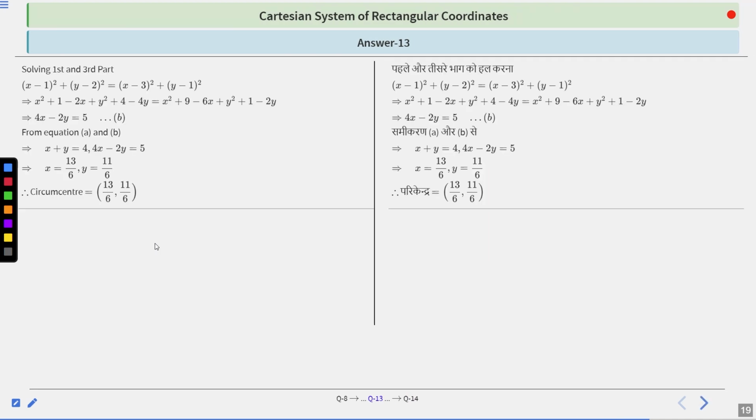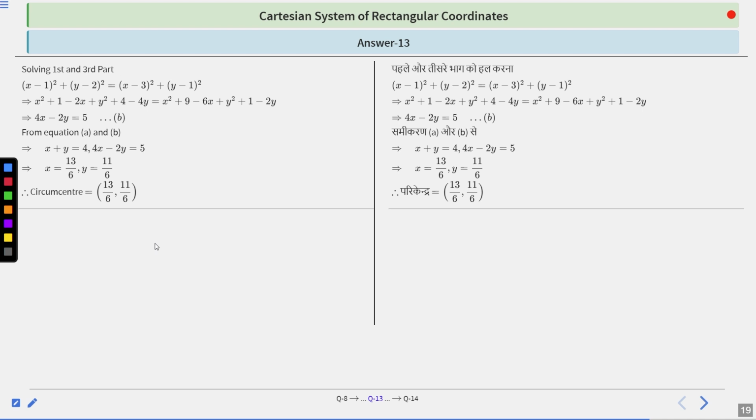Now solving the first and third part, you will get (x minus 1) whole square plus (y minus 2) whole square is equal to (x minus 3) whole square plus (y minus 1) whole square, and you will get x square plus 1 minus 2x plus y square plus 4 minus 4y is equal to x square plus 9 minus 6x plus y square plus 1 minus 2y, and you will get 4x minus 2y is equal to 5. Equation B. So from equations A and B you will get x plus y is equal to 4 and 4x minus 2y is equal to 5.